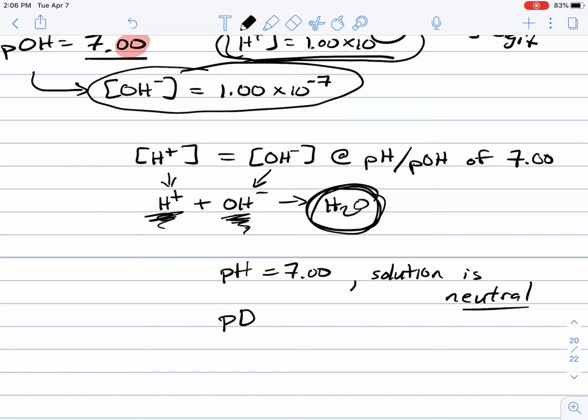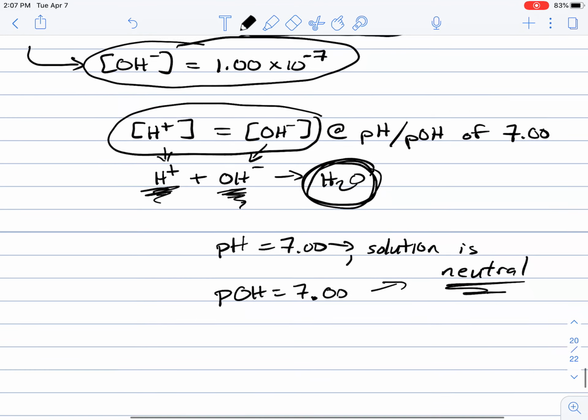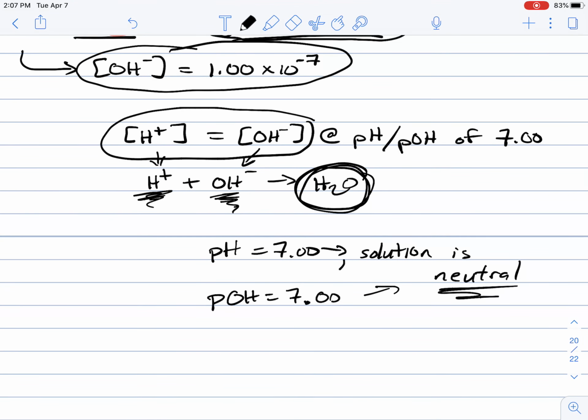And the same thing can be said with pOH. So if the pOH is equal to 7.00, then the solution is also neutral. All right. So for you to say if a solution is neutral, both concentrations of hydrogen ion and hydroxide ion must be equal to each other. And if it's not equal to each other, if one is slightly greater than the other, then overall the solution is going to be acidic or basic, depending on which chemical species dominates.